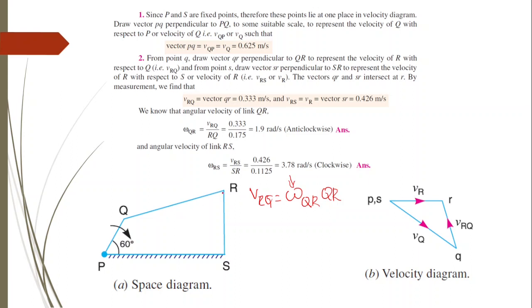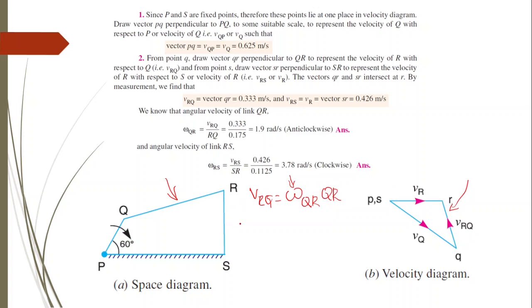So we have already found that the direction of the velocity of R with respect to Q is perpendicular to QR, and that must pass through point Q, so that we can represent this line of action. The line of action must be perpendicular to link QR, but this length is unknown.